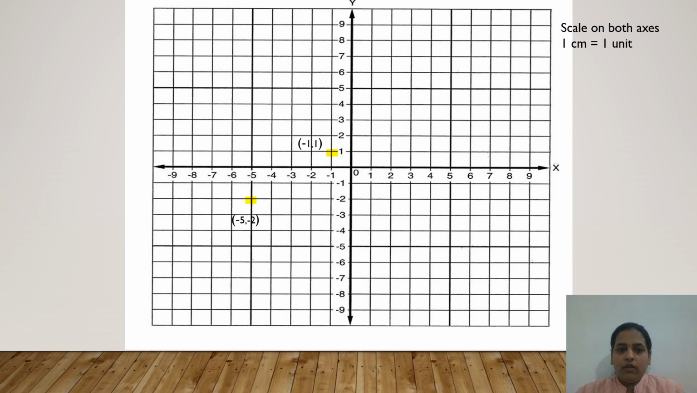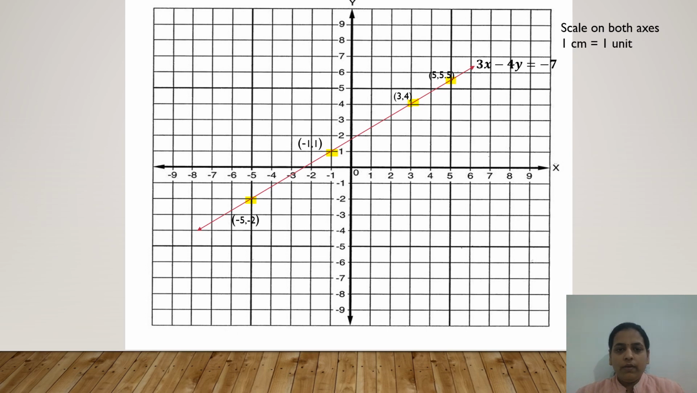Next, 3 comma 4. Where is it? Here. Next, 5 comma 5.5, near about here. So draw the line. This is the line of the equation 3x minus 4y is equal to minus 7.